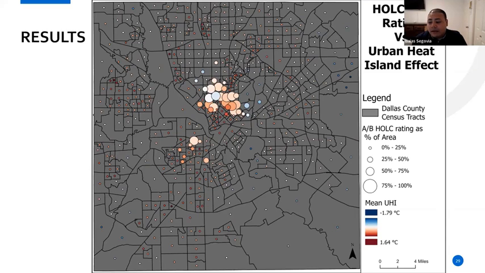This map is looking at the areas graded by the HOLC as best or still desirable. The map shows census tracts that have a lot of area graded A or B by the HOLC having a relatively lower UHI temperature.